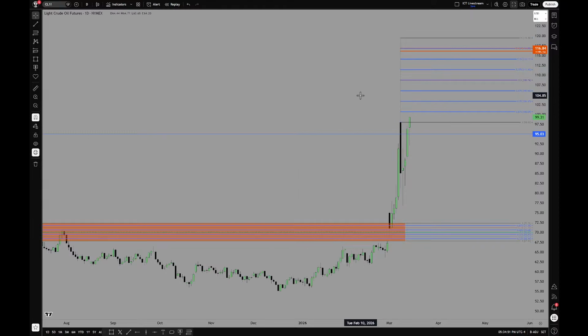There's your levels, okay? So now what we want to see is, does it have the ability to get up to consequent encroachment, which is the midpoint of this wick? It needs to close above that. If it closes above this, that's the green light go that it is okay to make a new higher high. Until then, all we're doing is seeing if we can get to that midpoint there.